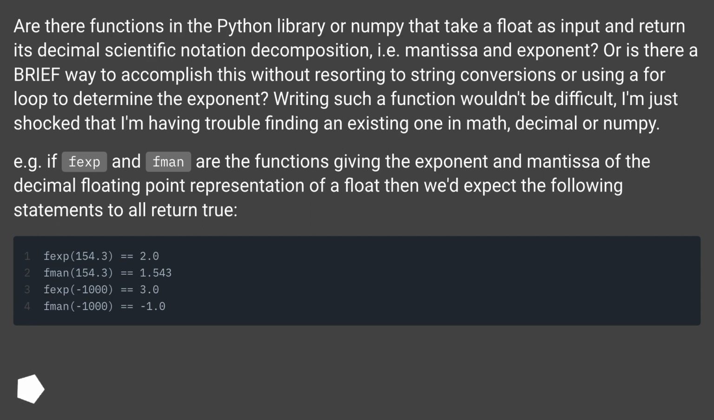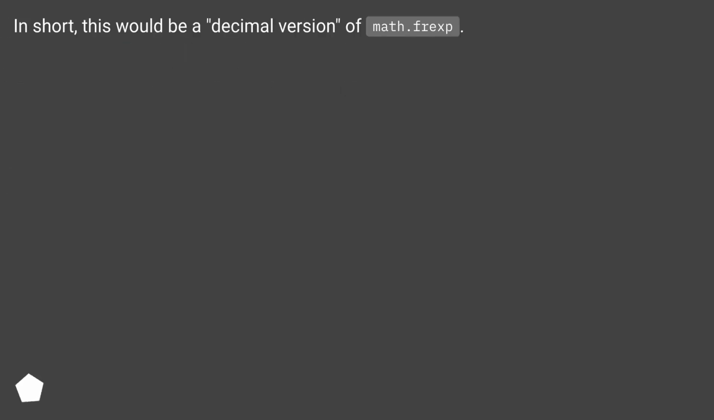For example, if fexp and fman are the functions giving the exponent and mantissa of the decimal floating point representation of a float, then we'd expect the following statements to all return true. In short, this would be a decimal version of math.frexp.